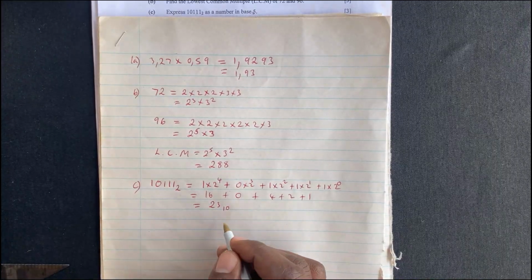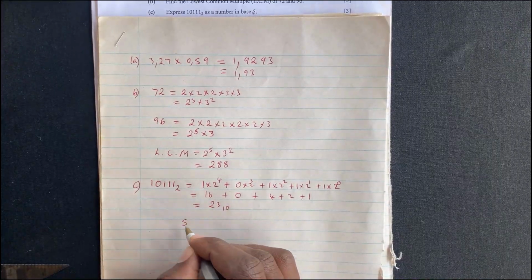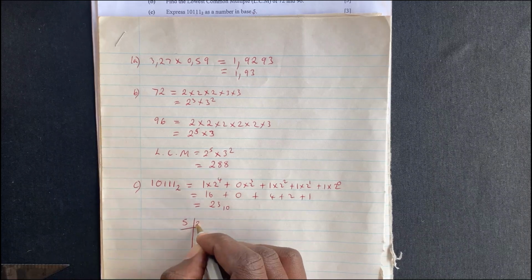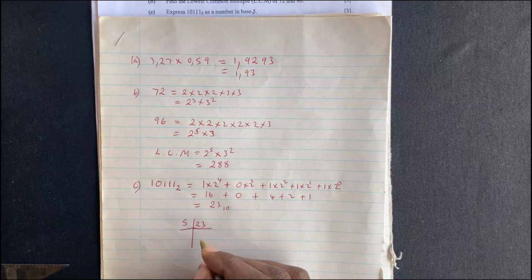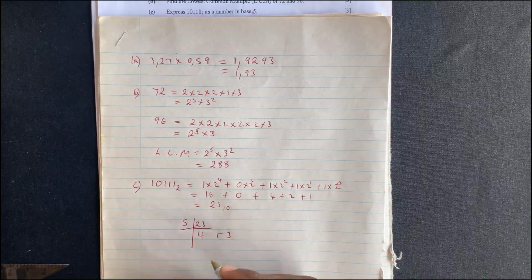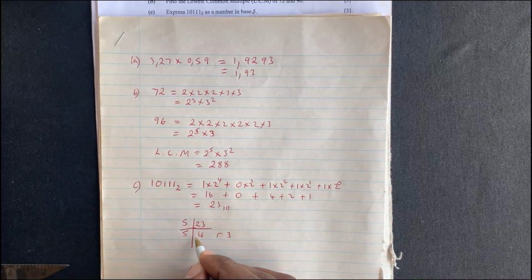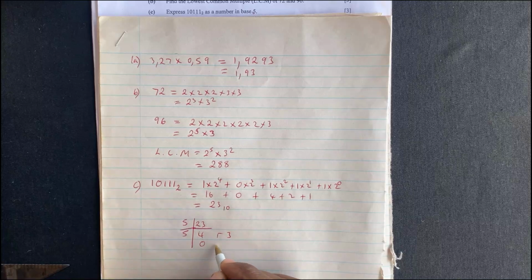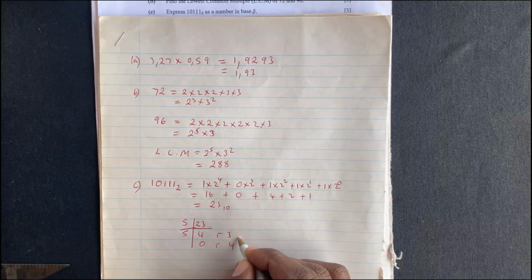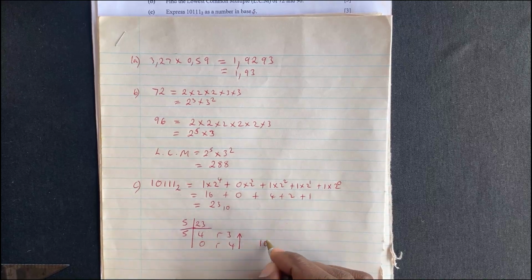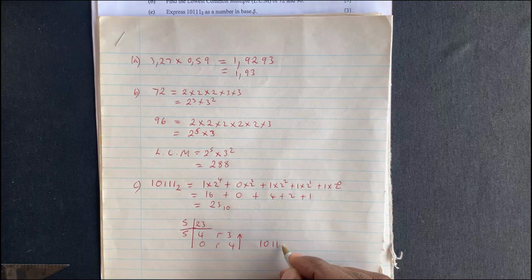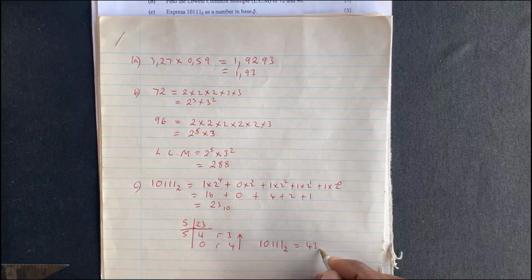23 base 10. So divide 5 into 23. 5 into 23, that's 4, remainder 3. And then 5 into 4, that is 0, remainder 4. And then we take from down upwards. So 1, 0, 1, 1, 1 base 2 is equal to 4, 0, 3 base 5.